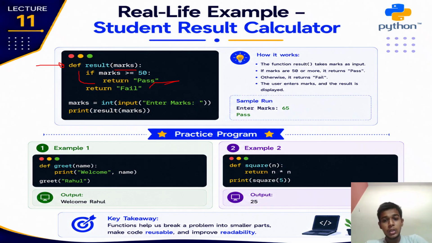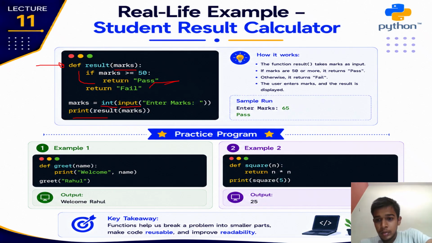Now let's see how the user enters the marks. Here, as you can see, the input function asks the user to enter the marks, and the int function converts the entered value into an integer because marks are numerical values. And finally, we call the function print result, and the entered marks are passed to the result function. Now the function checks the condition and returns either pass or fail. The print function then displays the returned result on the screen.